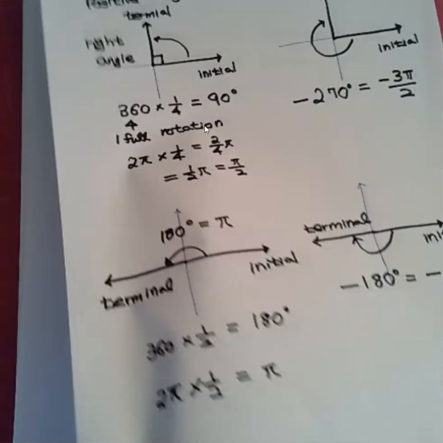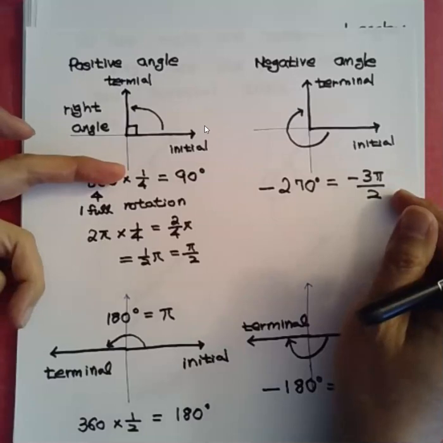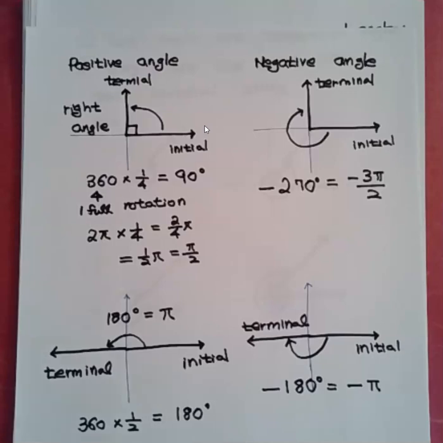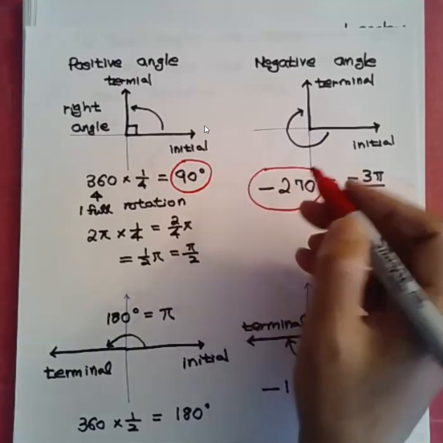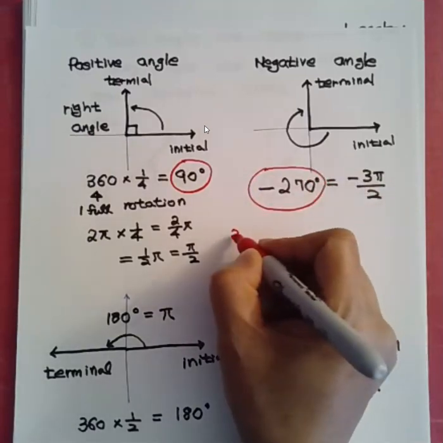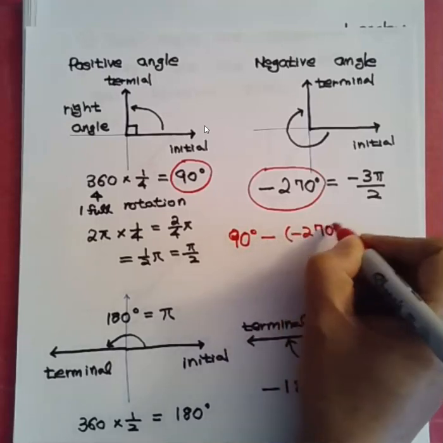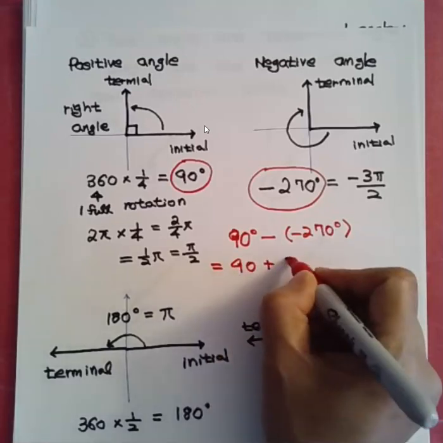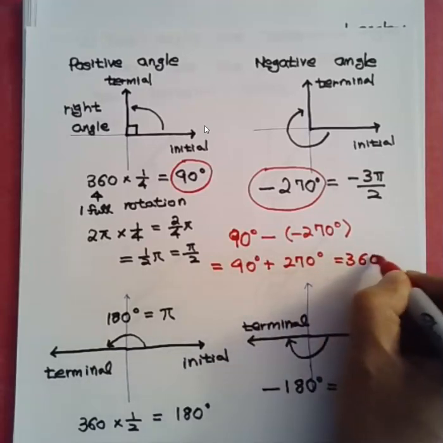If we go back to the simpler example, when we compare these two, one is 90 degrees and the other was minus 270 degrees. When we think about the difference between these two angles, we have to say something like 90 degrees minus minus 270 degrees, which is 90 plus 270, which is 360 degrees.